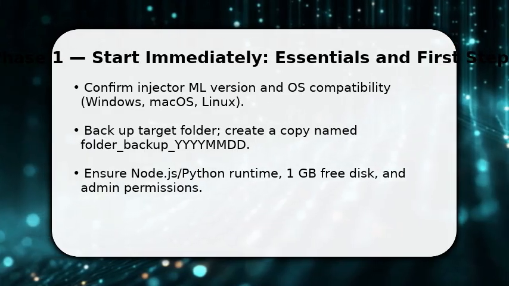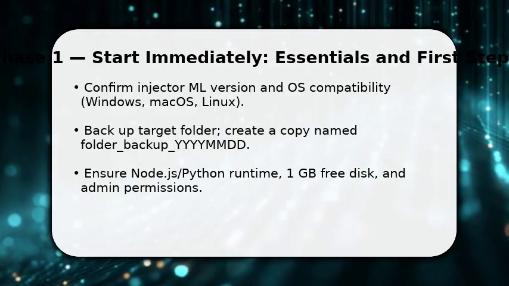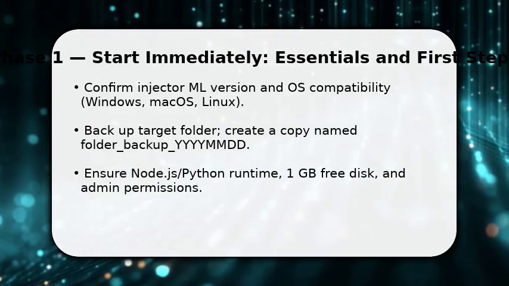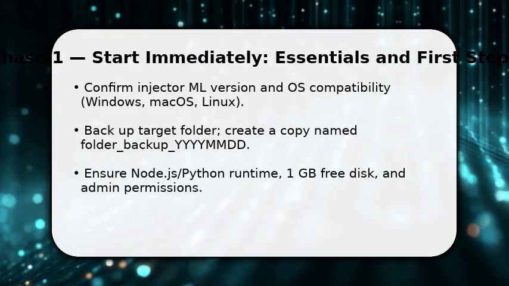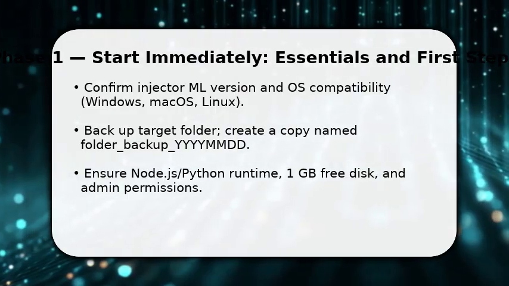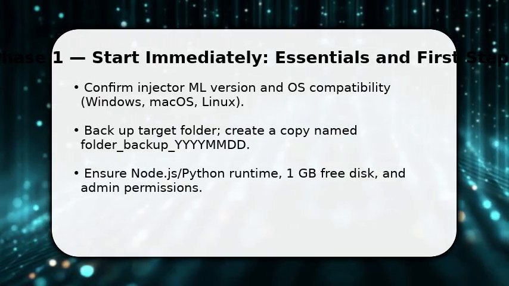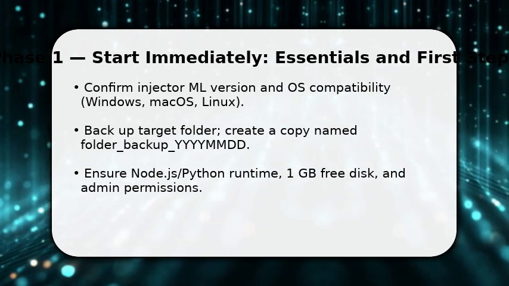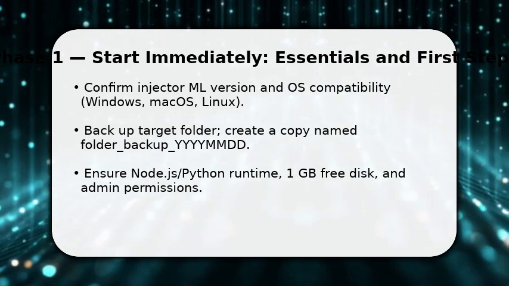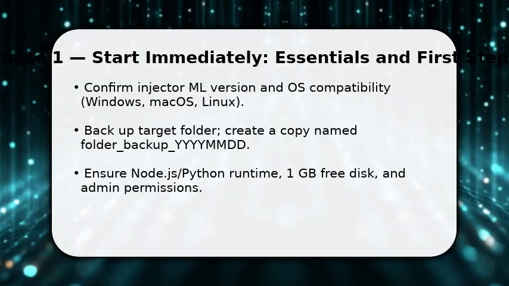Now open a terminal with admin rights and run the runtime check command. This validates Node.js or Python versions. Make sure dependencies are installed. Use the package manager to fetch missing modules. After the install completes, run the Injector in dry run or test mode to observe initial behavior without altering files.